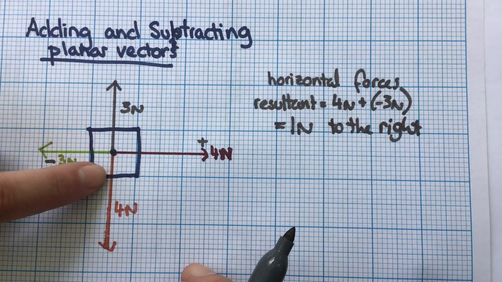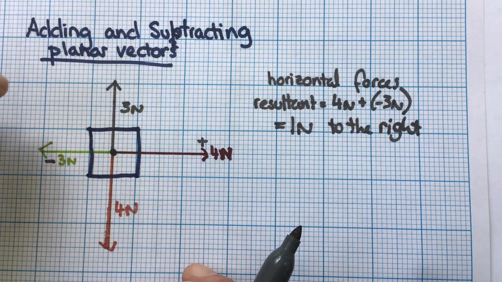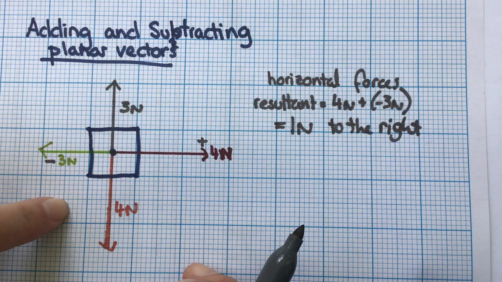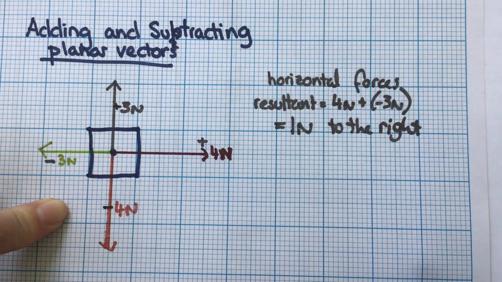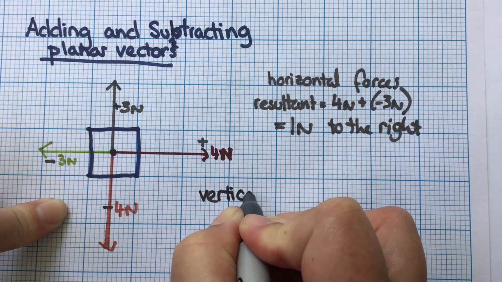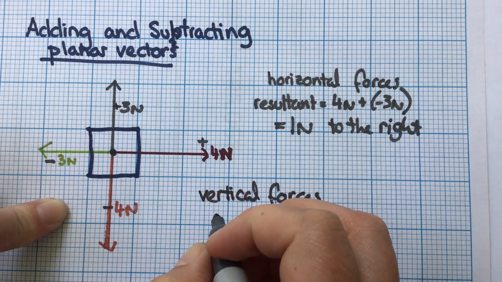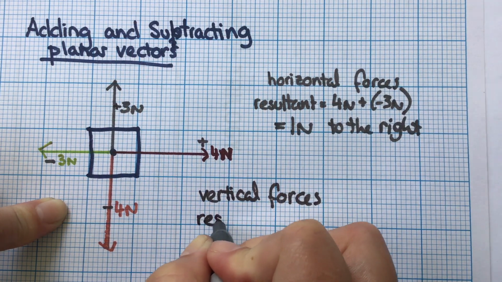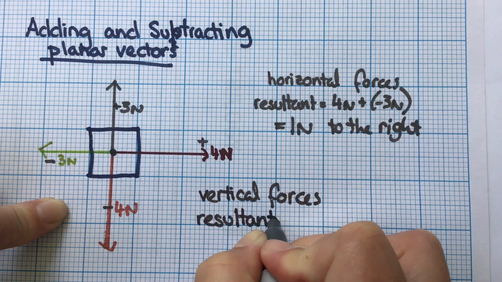So I have got 4 newtons downwards and 3 newtons upwards. So I pick one of those directions to be positive and one to be negative. So I'm going to make upwards positive and downwards negative. So I'll say here, vertical forces. So I'm keeping all of my labelling super clear, so that if I make an avoidable error somewhere, I can still get marks for my working.